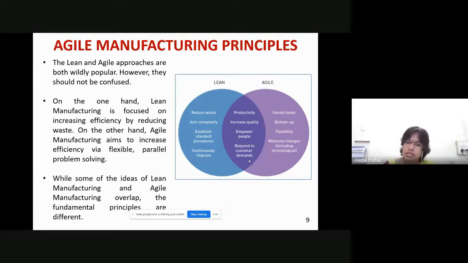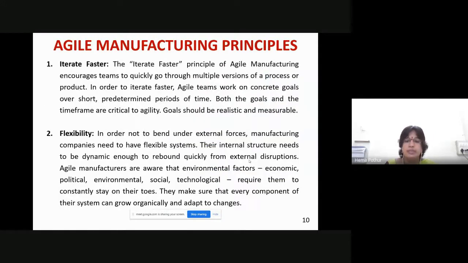Because of that, there is a confusion between lean and agile, because there is a commonality. Both emphasize increased productivity, both emphasize increase in quality, both emphasize empowering the people, and also responding to the customer requirement. While lean and agile overlap, the principles are different.